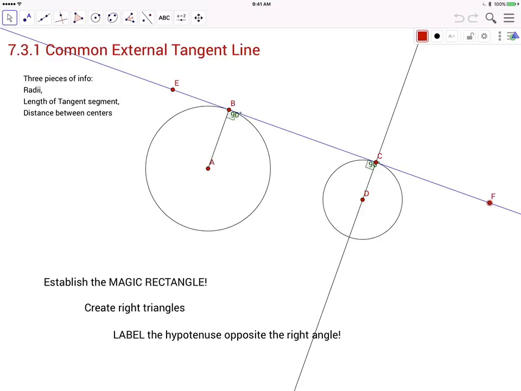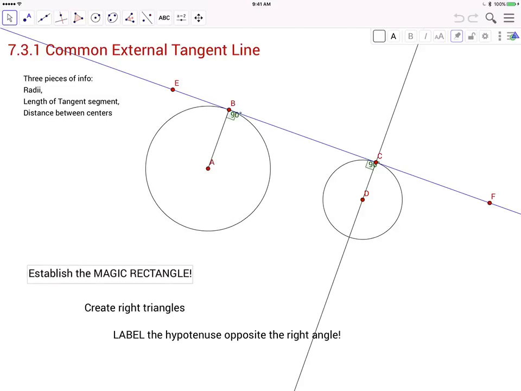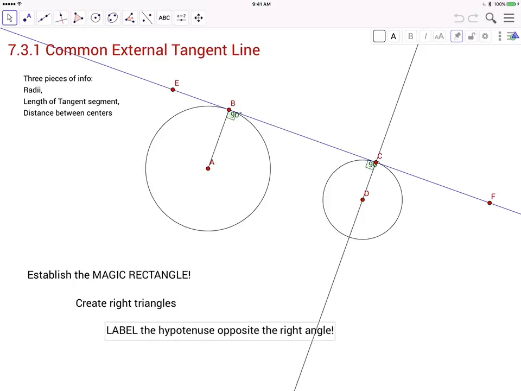You'll see a couple things down here. I've created this idea called a magic rectangle, which I'll tell you about in a second. We always want to be looking for right triangles because of the fact that radii and tangents create right angles. There are often right triangles that will help solve problems for us. And here's a little word to the wise. Make sure you label the hypotenuse opposite the right angle.